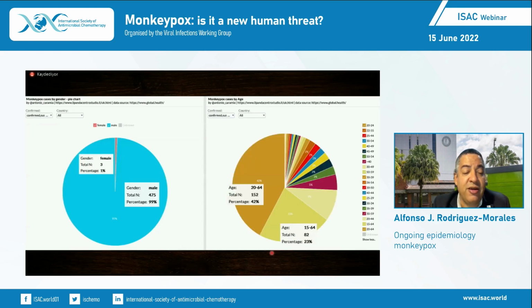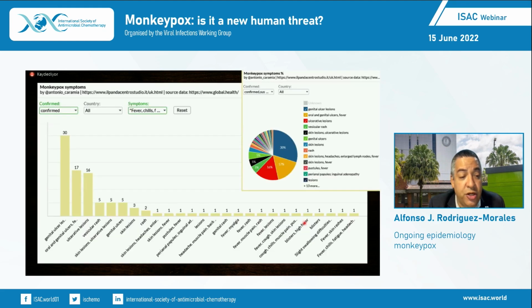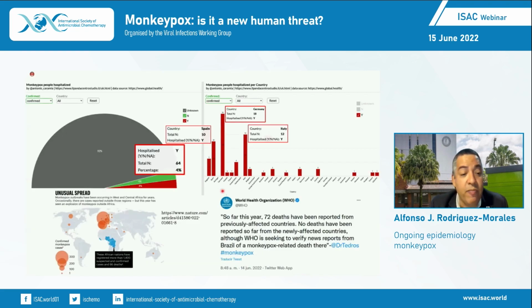What about some epidemiological variables? Well, this has been occurring mostly in males, in the sexually active age population. People are presenting particularly with genital ulcers, as you may see from this data from this search. This is a very interesting web collecting data right now. And a few of them, at least 64, have been hospitalized. Most of these have been in Germany, Italy, and Spain. But right now, there is an investigation of a possible death also in Brazil.